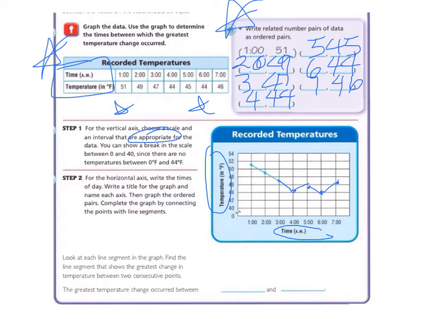It says look at each line segment in the graph and find the line segment that shows the greatest change in temperature between two consecutive points. So when it says the greatest change, you're looking for the steepest part.